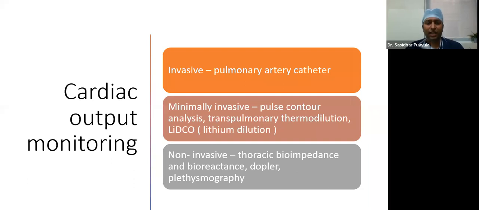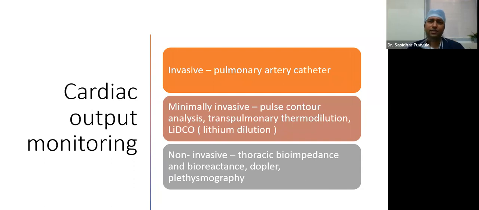So while going into types of cardiac output monitoring, it can broadly be divided into three types. One is invasive, the second is minimally invasive, third is non-invasive. Invasive, and the gold standard of cardiac output monitoring, is your pulmonary artery catheter. So how do you do it? What is the mechanism behind it?